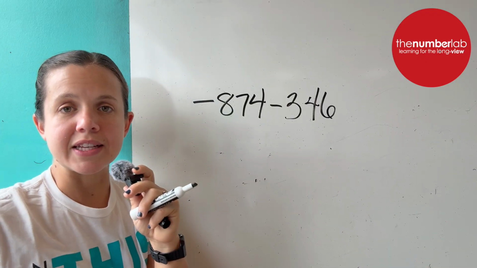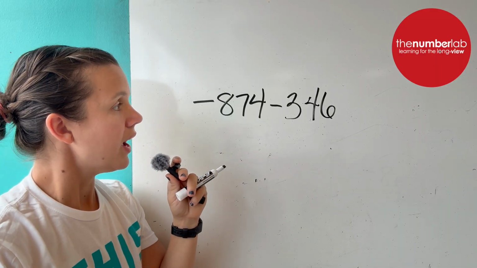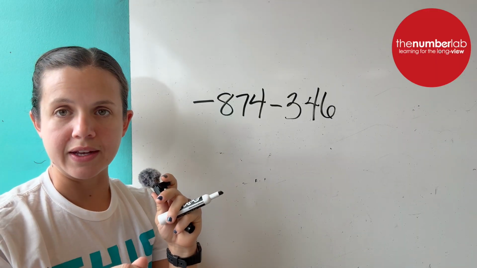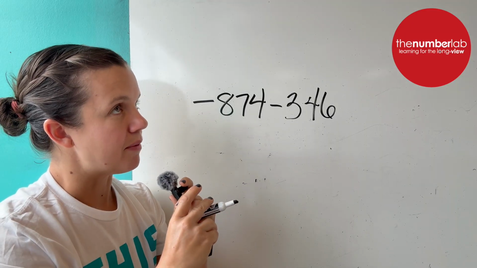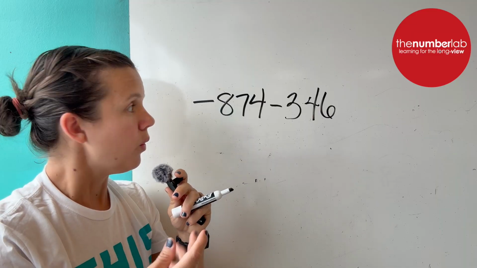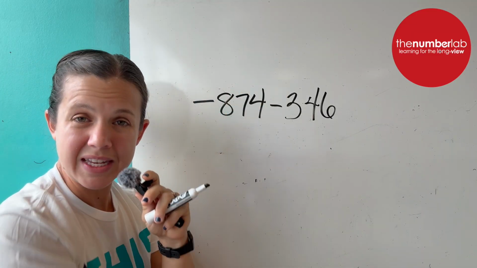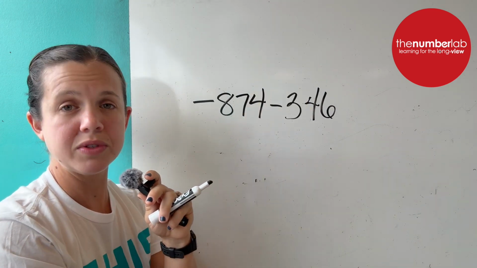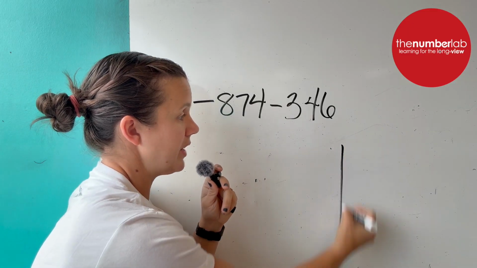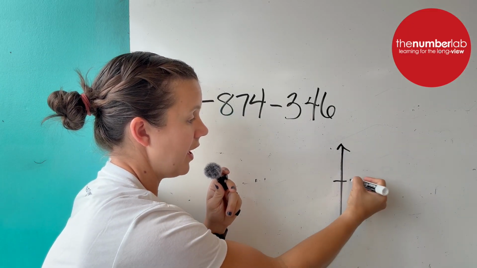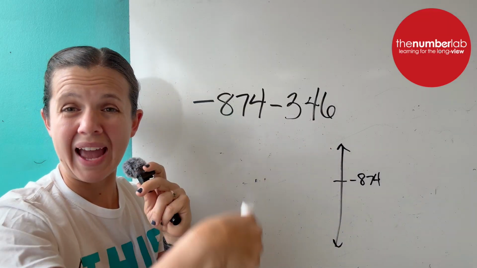So then let's come back to this expression. This expression says I have a debt of 874 and I'm losing 346. So again, I'm thinking aloud, am I going to be above zero or below zero? Well, I'm already below zero and I'm losing even more. I'm going to be deeper into debt. I'm going to be way below zero. So starting there with that question, then thinking about, am I going up or down on the number line? Well, I'm at a debt of 874 and I'm losing, so I'm going down.